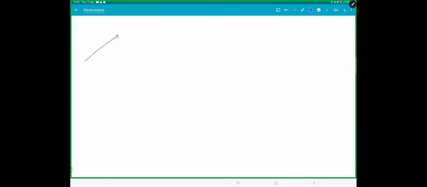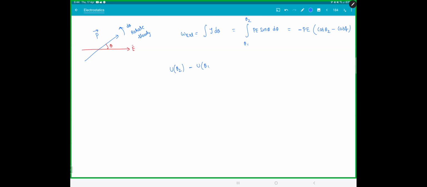So if you rotate this dipole slowly by d theta, you have to put in some work. All that work will be nothing but the change in potential energy. So we get U of theta 2 minus U of theta 1.